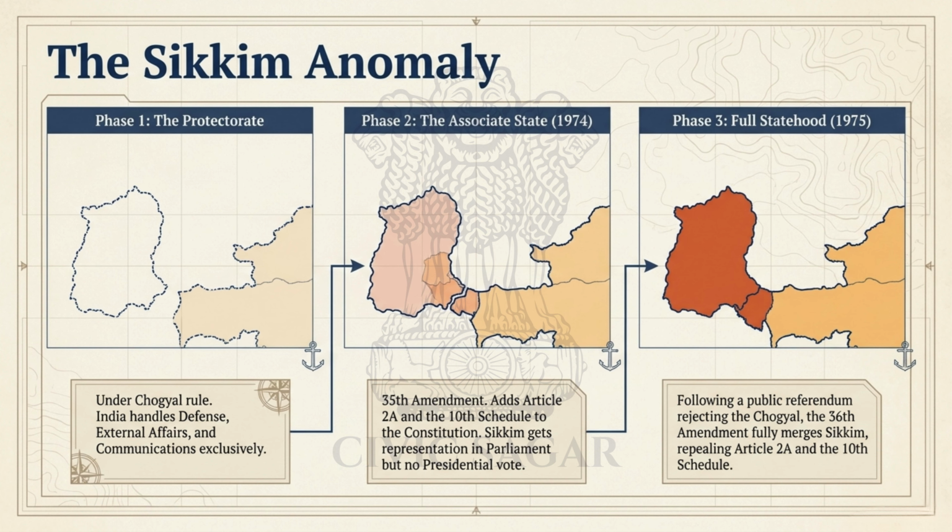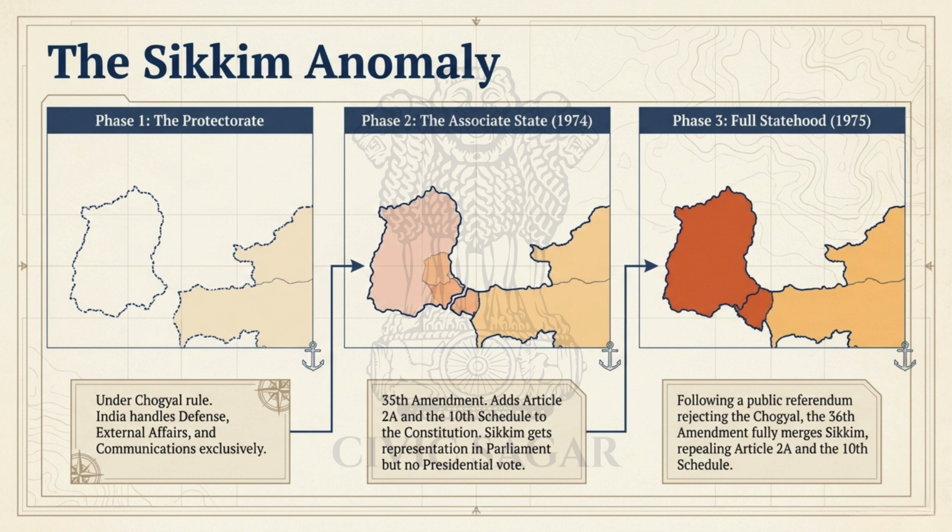We now turn to what we call the Sikkim anomaly, a unique case in India's territorial integration. Sikkim's path to becoming a state occurred in three distinct phases. Phase 1, the Protectorate. Under the rule of the Chogyal, Sikkim functioned as a protectorate where India held exclusive responsibility for defense, external affairs, and communications.